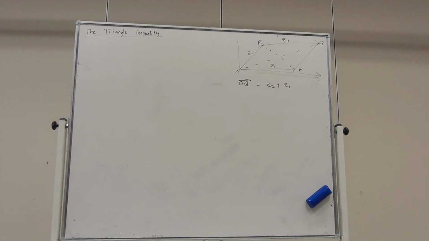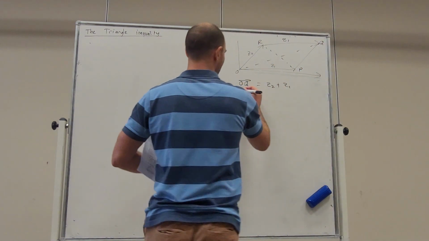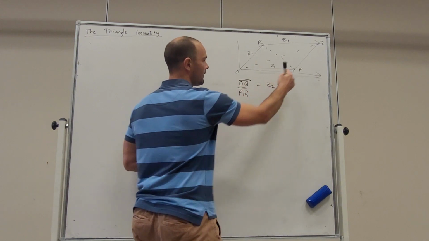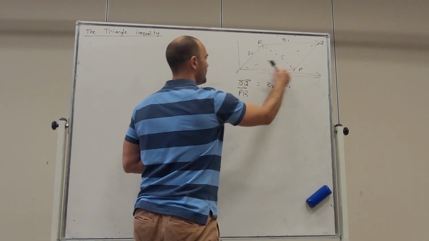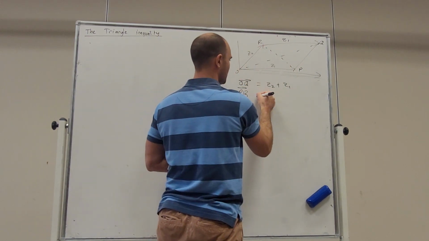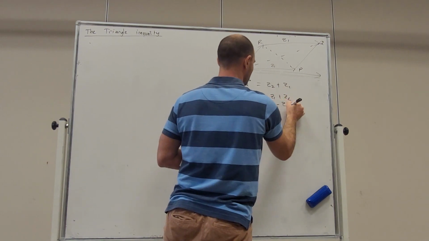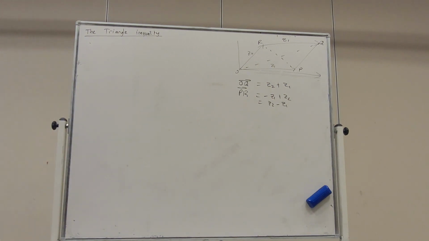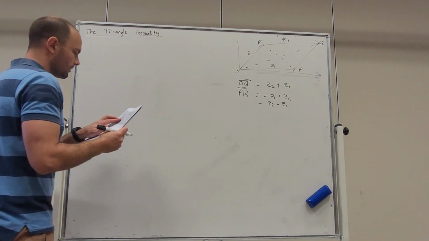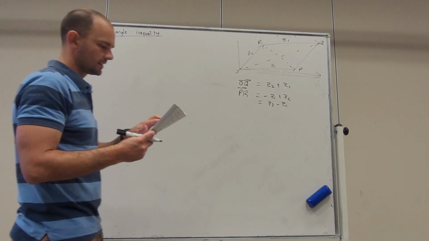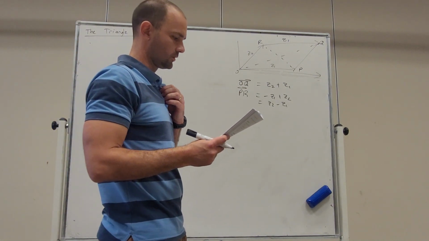All right, and then the next one: find PR, the vector from P to R. So it's going to be minus Z1 plus Z2, or Z2 take Z1. Very good. Okay, explain from the triangle inequality why the modulus of Z1 plus Z2 is less than or equal to the modulus of Z1 plus the modulus of Z2.